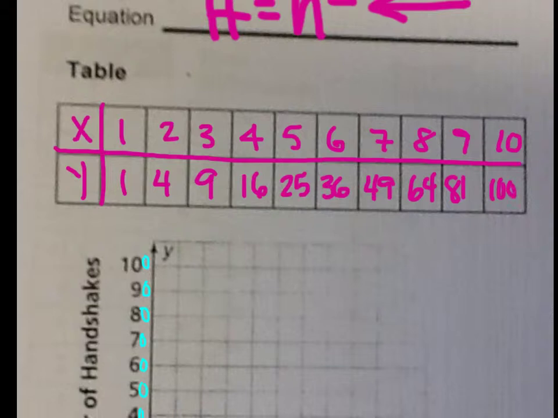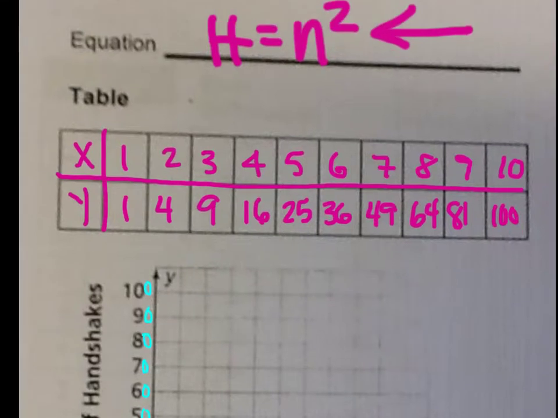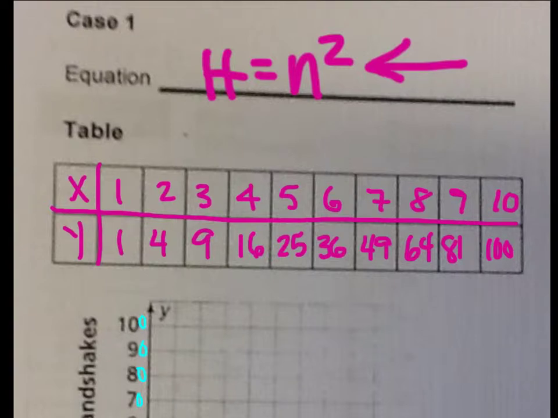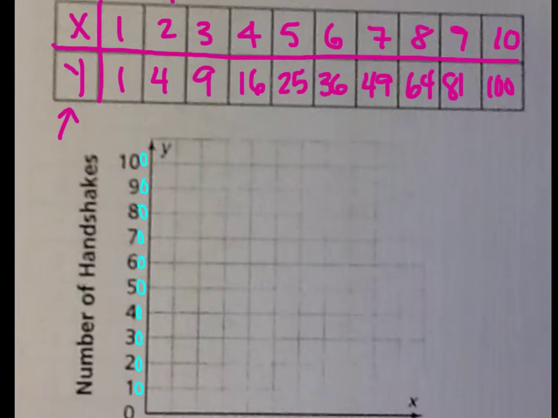So that's what our table would look like if we used our equation n squared, where we're essentially putting n, or x, into that n and then coming out with an output of h, or the number of handshakes, which we're seeing as y here. So after that, we need to graph this.